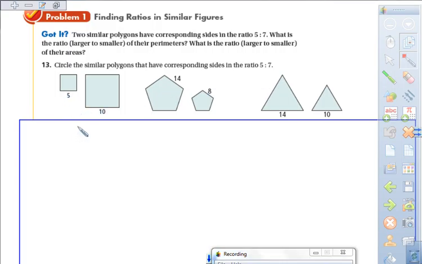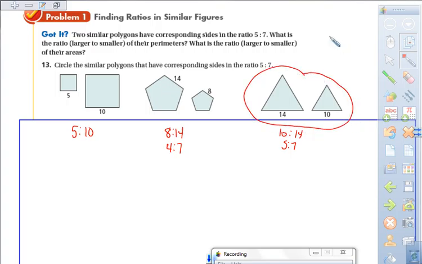So in this first one, it looks like our ratios are 5 to 10. So that's a no. Here we're looking at, we want to go from small to big, 8 to 14, which reduces to 4/7. And then here we go 10 to 14, which reduces to 5 to 7. So this is going to be the pair that we could use as an example.